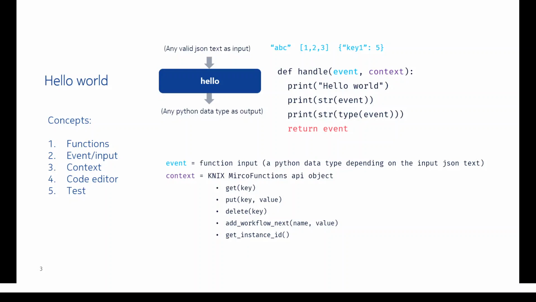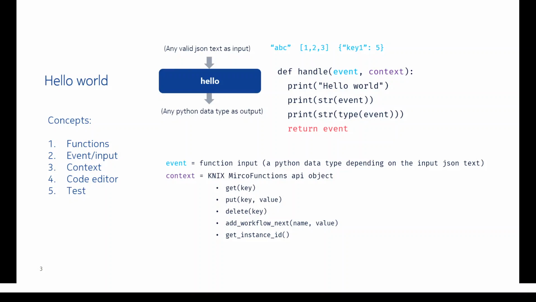The handle method is given two parameters. The first one is called event, which is the actual function input. The second one is context, which is the API object exposed by KNIX to let you access the built-in key value store and some other functionalities. In this simple example, we'll print out hello world. In the function, we'll print what is coming as the input. We'll also print the type of that input, and we'll return the input as the output of this function.